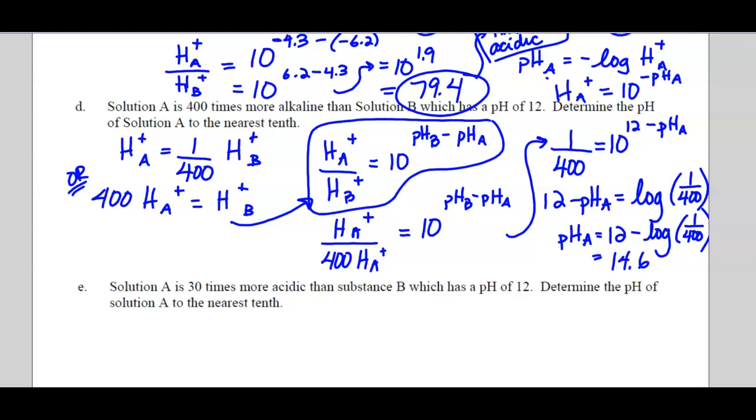Solution A is 30 times more acidic than solution B. So A's got to be on the left, B on the right. B has a pH of 12. Same as the last one, but now A is on the left here. Determine the pH of A.